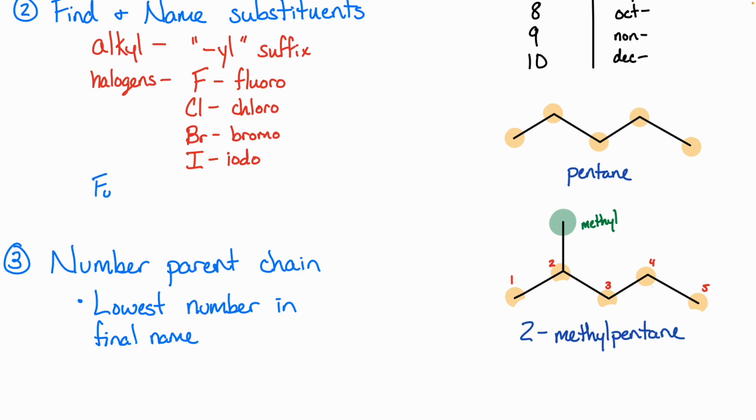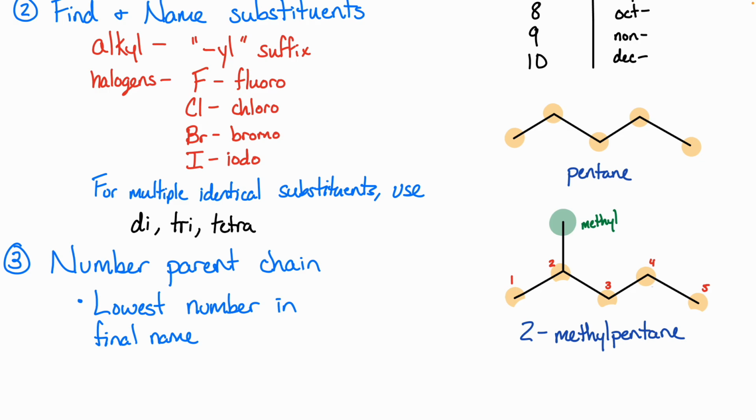All right, so let's say for multiple identical substituents, we're going to use these prefixes: di, tri, tetra, penta, hexa. That'll be good. Hepta, octa, all right? But you probably won't encounter that, having 8 identical substituents.